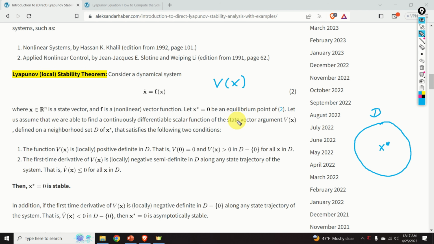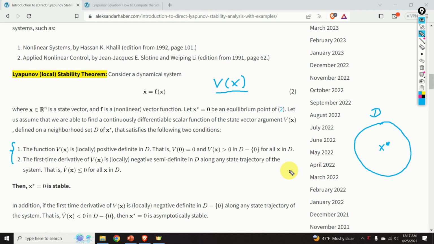Now, if we can find this function v of x that satisfies these two conditions, then we can make very strong conclusions about the stability of this equilibrium point. The first condition is that this function v of x needs to be locally positive definite in D. That is, v of 0 should be 0 and v of x should be larger than 0 on this domain, except, of course, at the equilibrium point x star equal to 0.